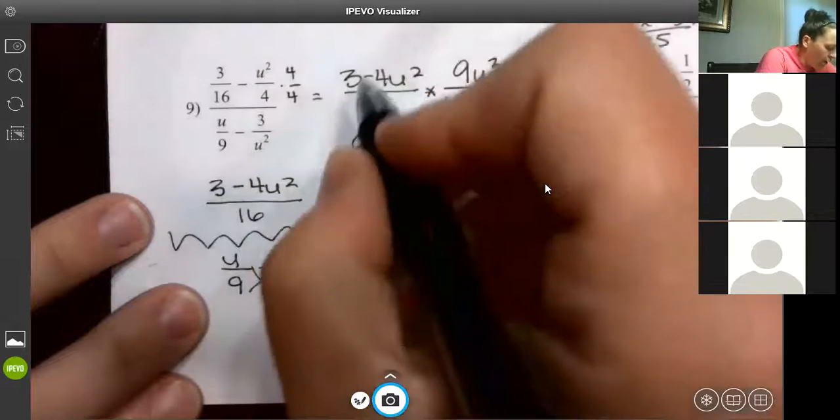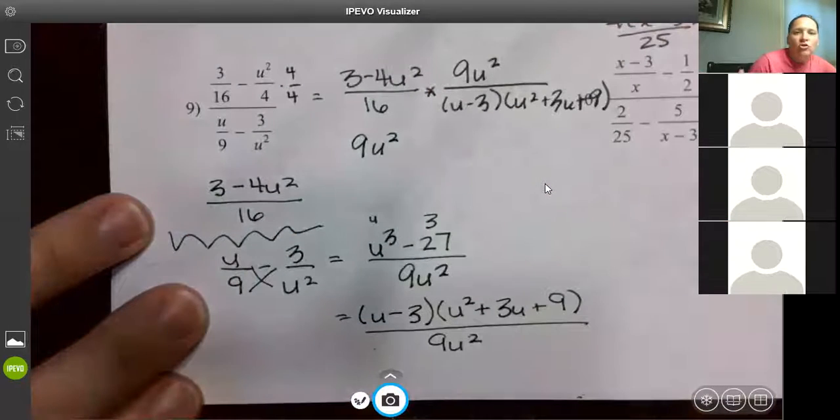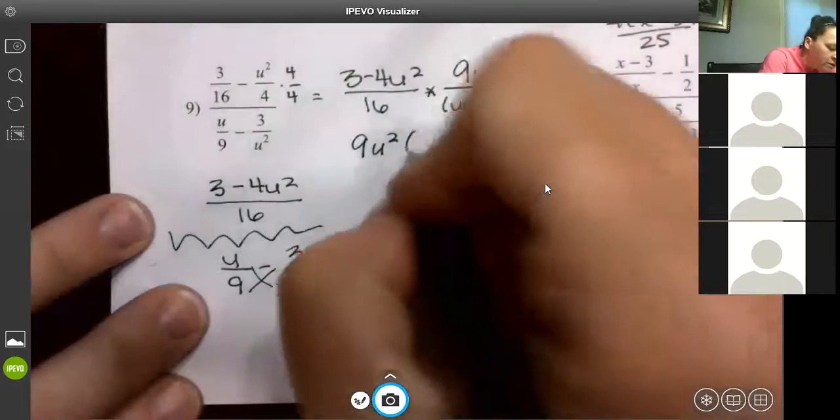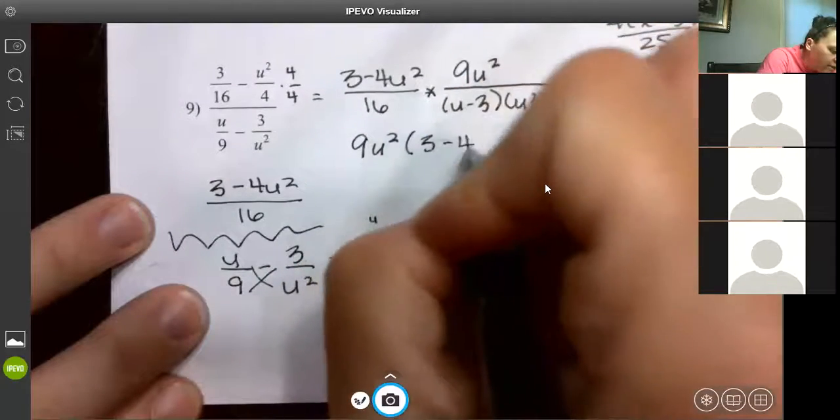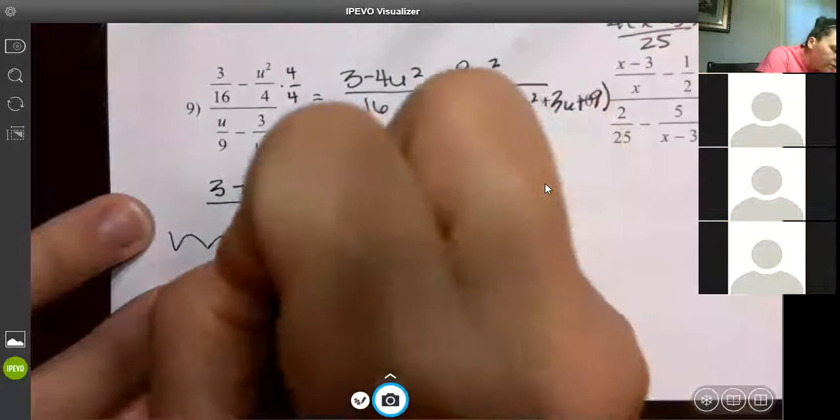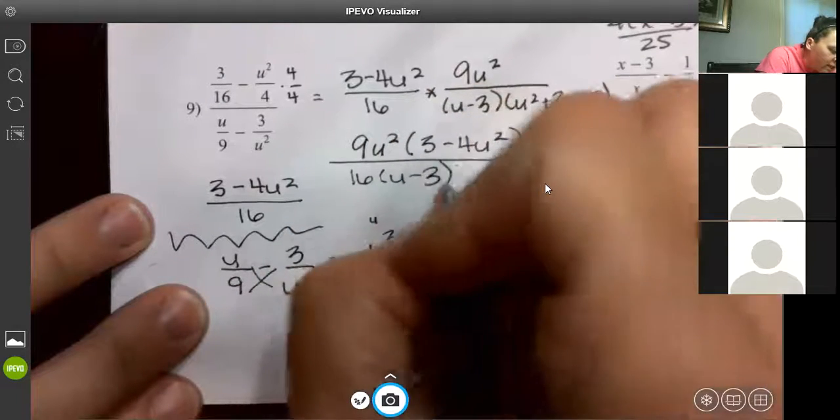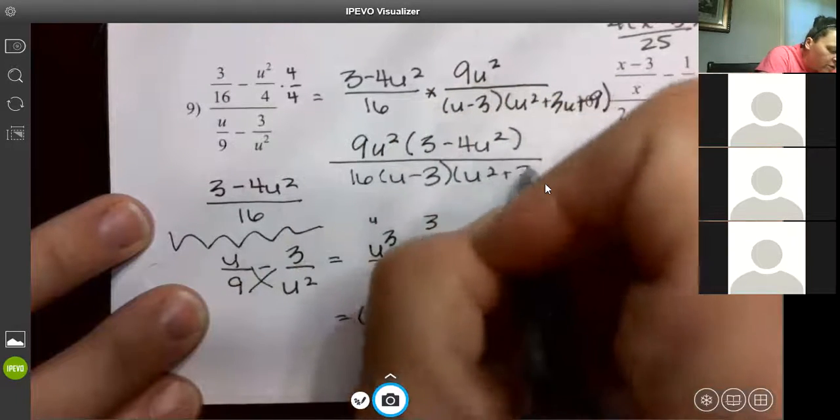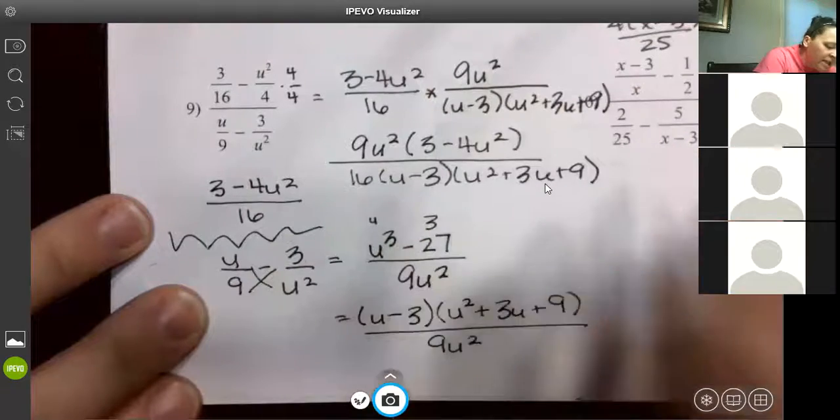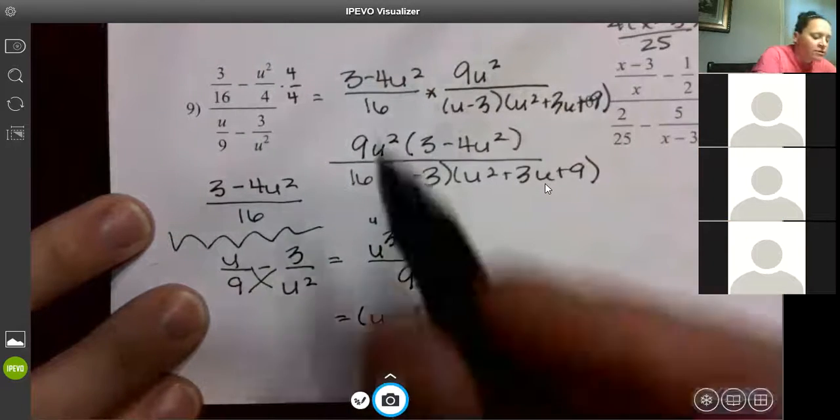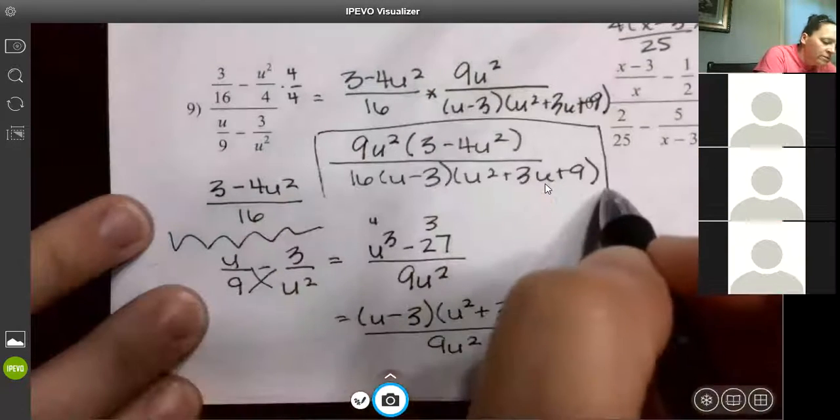Again, protocol is you put your little singular monomials first. 3 minus 4u squared. Same thing on this one. Your 16 would go first, your u minus 3, and then your u squared plus 3u plus 9. And again, I just wanted to go over that to remind you how to do cube roots.